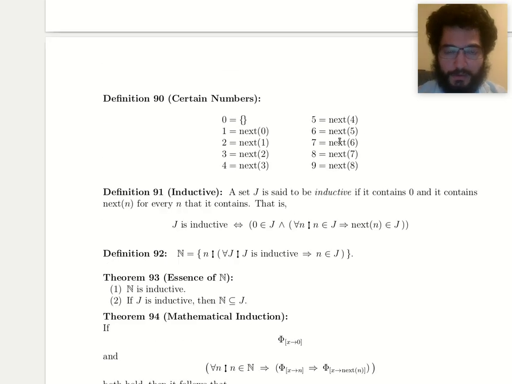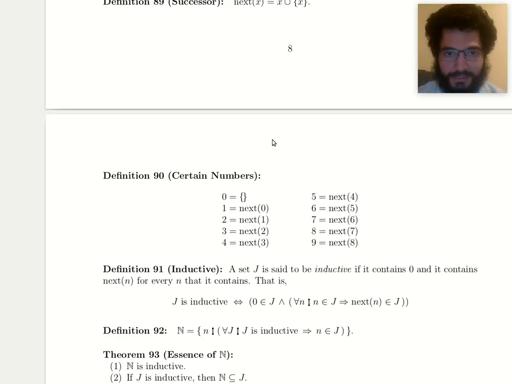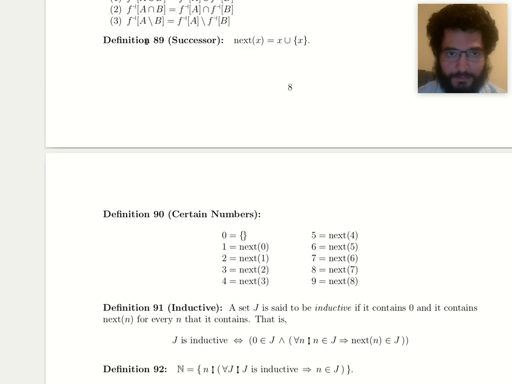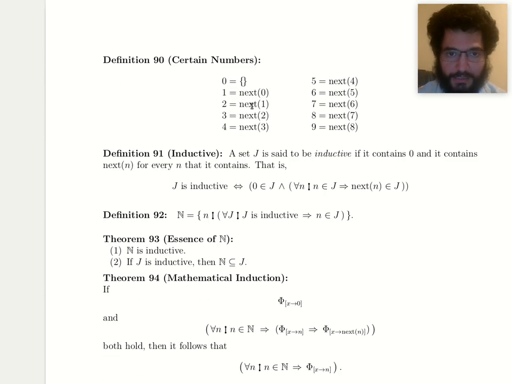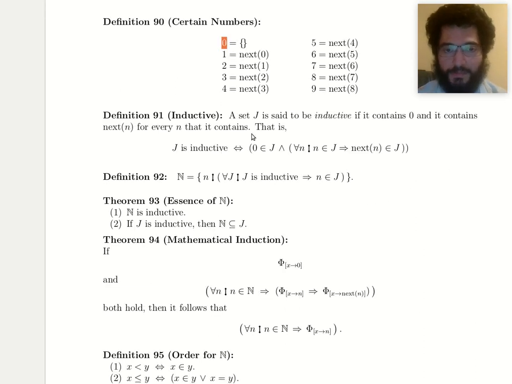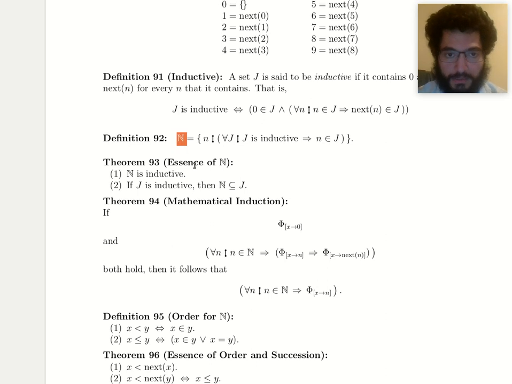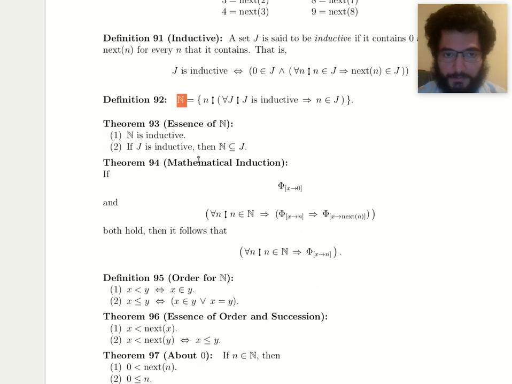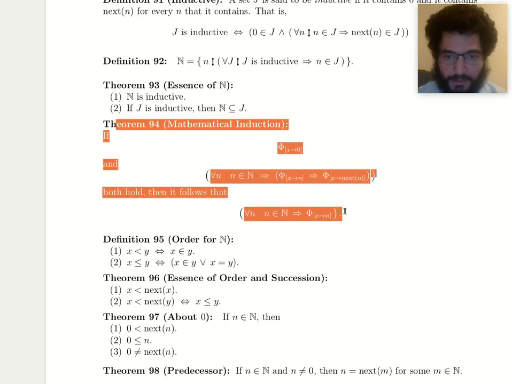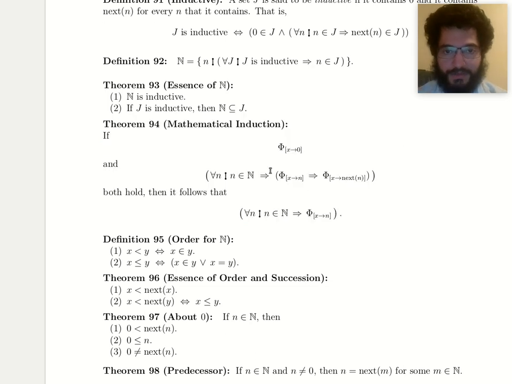So let's resume our study of the natural numbers. So far we've defined succession, next, and we defined these number symbols, although they're actually not all that useful, except for 0. And we have defined the natural numbers, and then we established mathematical induction, which is the real essence of the natural numbers. This is what we use pretty much to prove all of the different properties of natural numbers.